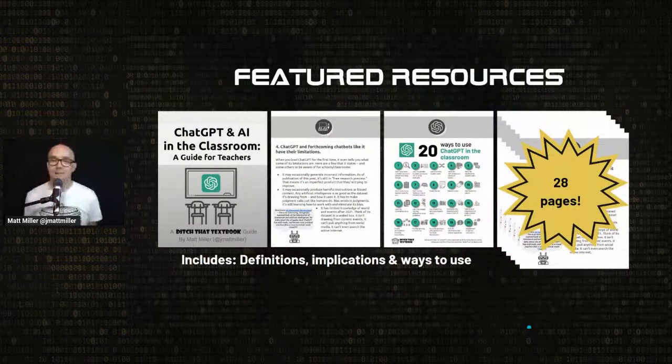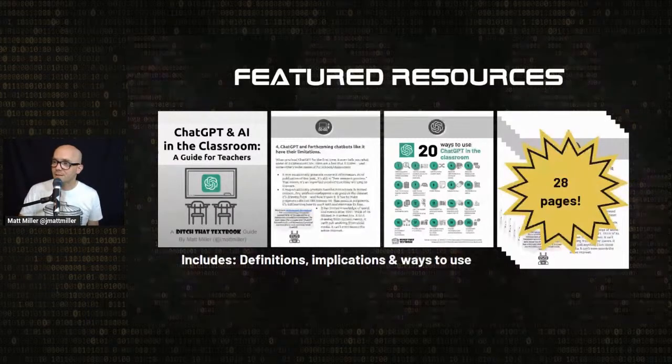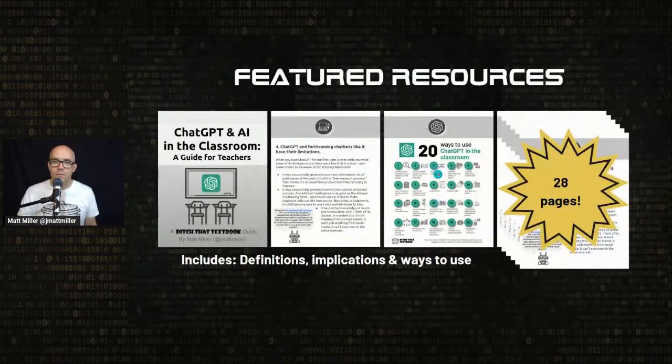Also, here's another thing that you can find in the featured resources. We created a ChatGPT and AI in the classroom guide for teachers. It's a great big PDF file that pulls together lots of the stuff that we've been writing about and talking about related to ChatGPT and AI, all in one place. And so you'll find some of the definitions, implications, some of the things that we've been talking about. We've got lots of ways to use ChatGPT, including this nice little infographic that summarizes all of it. So that's all right there in the resources.